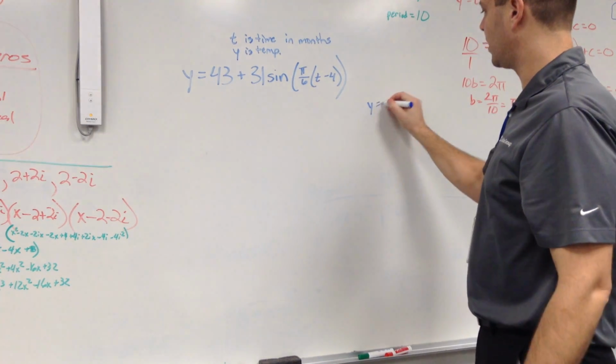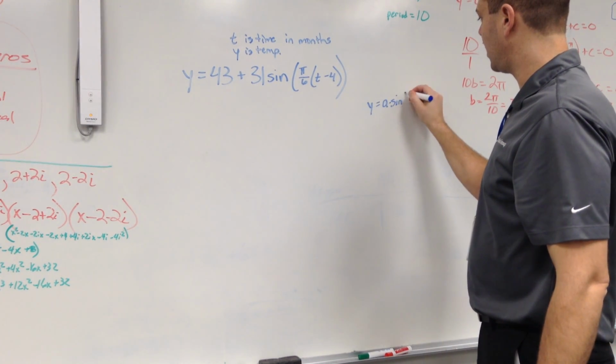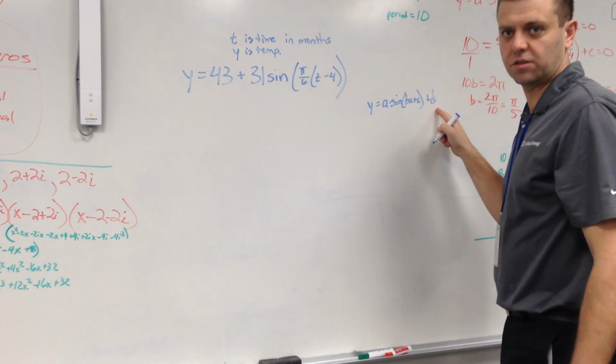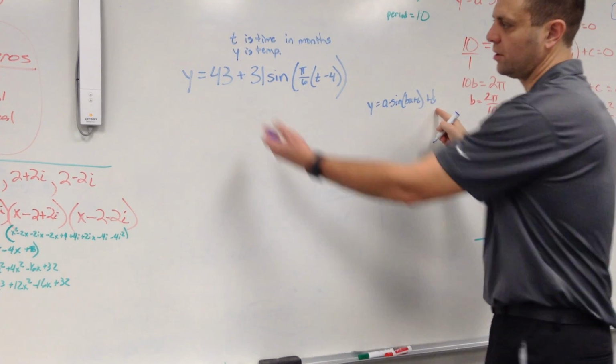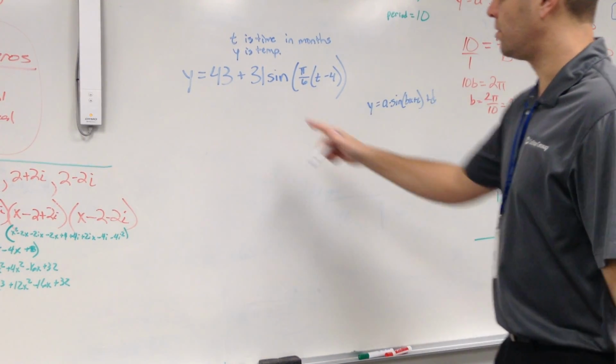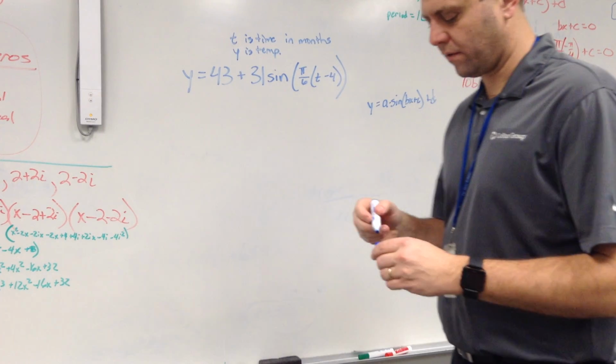Typically, we're looking at y equals a times the sine of bx plus c, plus d, right? And that d is your vertical shift at the end. Okay, they just threw that out in the front. So 31 is my amplitude, 43 is my vertical shift.